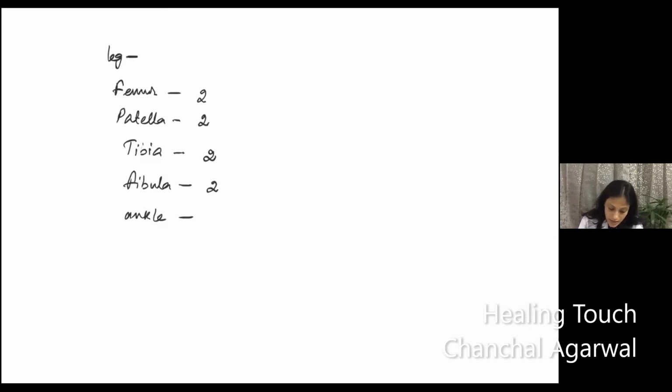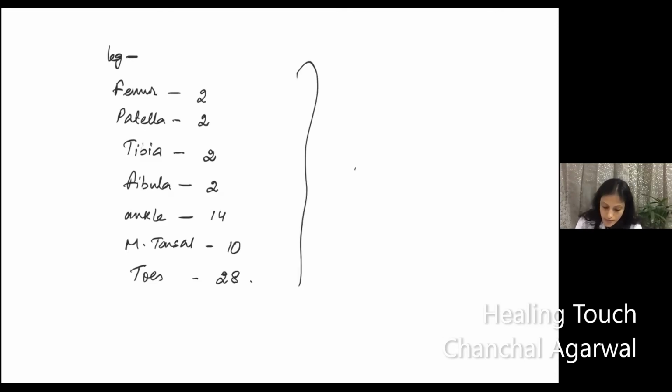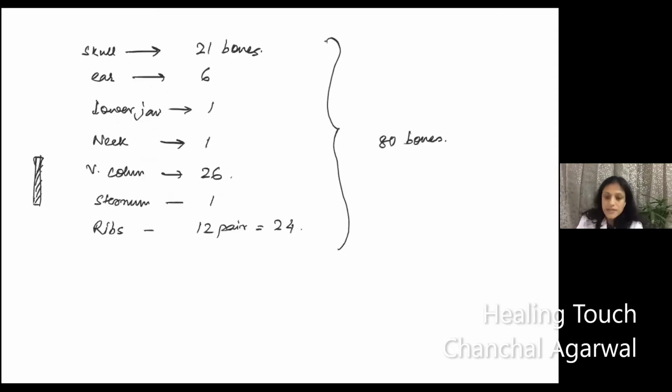So tarsals are a total of 14, that means 7 pair. Metatarsal, 10, and toes or phalanges have a total of 14 pair, that means 28 bones. Okay, and if you total it together, it comes to 126. So previous 126 plus 80.